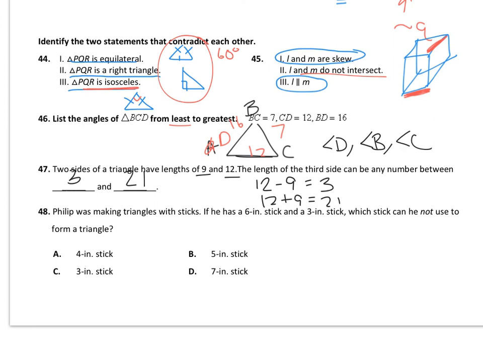Number 48. Philip was making triangles with sticks. He has a 6-inch stick and a 3-inch stick. Which can he not use to make a triangle? So you're doing exactly what you did right here. He could make a third side from 6 minus 3, which is 3, to 9, but not including 3 and 9. If he uses a 3-inch stick, we won't be able to close the triangle. So the answer is C.